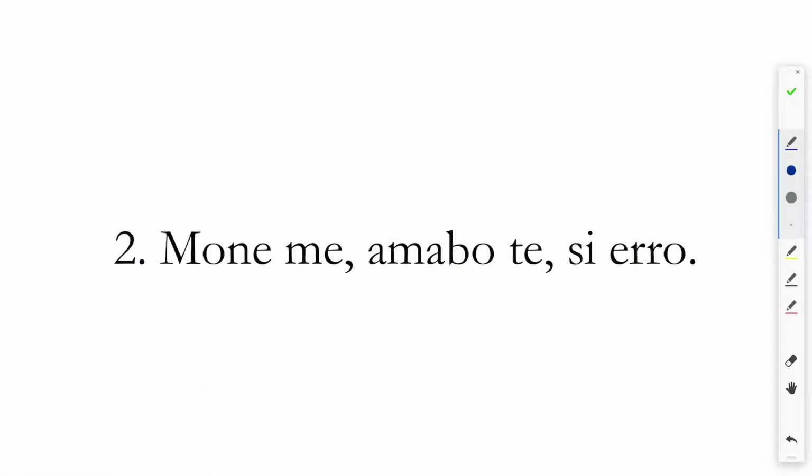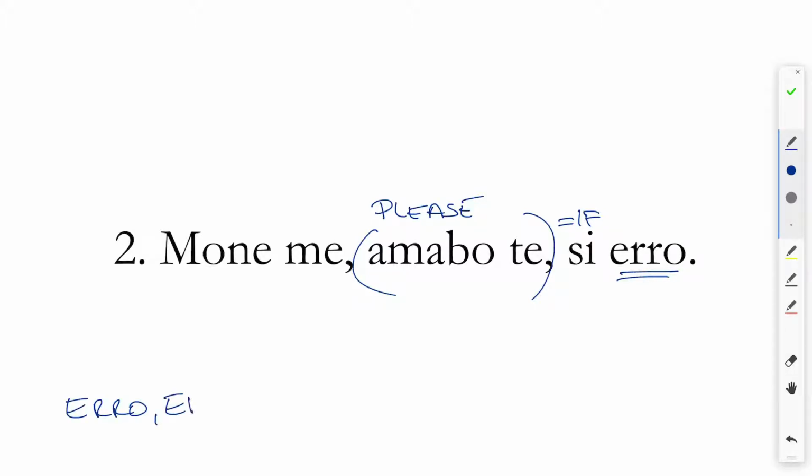Sentence number 2. Mone me, amabote, si ero. Amabote is thrown right there in the middle. This is just the Latin word for please. Please. Si means if. If, ero. Ero comes from the Latin word ero. All four principal parts are ero, errare, eravi, eratum.